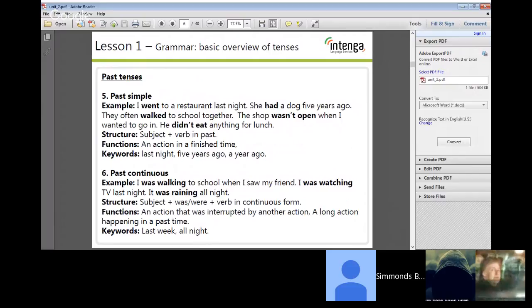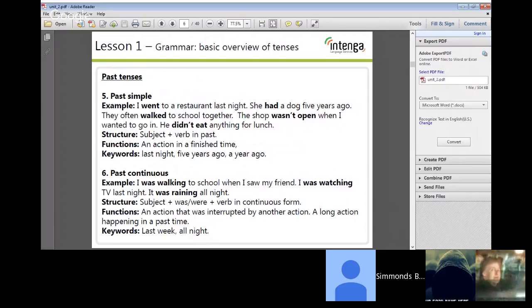Past simple. Example, I went to a restaurant last night. She had a dog 5 years ago. They often walked to school together. The shop wasn't open when I wanted to go in. He didn't eat anything for lunch. Number 6. Past continuous. Example, I was walking to school when I saw my friend. I was watching TV last night. It was raining all night.